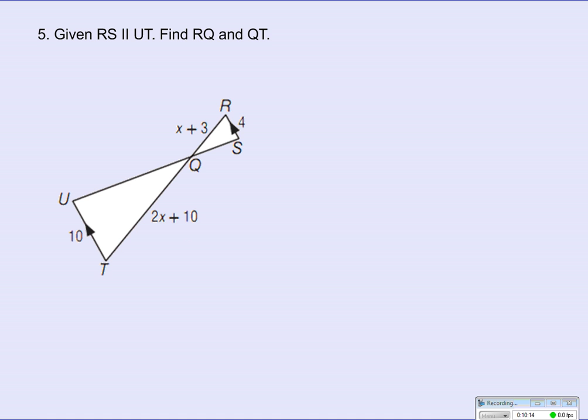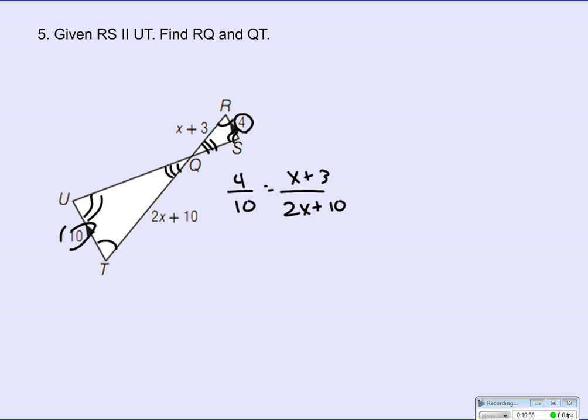We're back to parallel. We're back to parallel. Parallel tells me that this matches up with this, and this one matches up with this one. You know they're similar, but here's kind of how it matches up. 4 over 10 is going to be equal to x plus 3 over 2x plus 10.